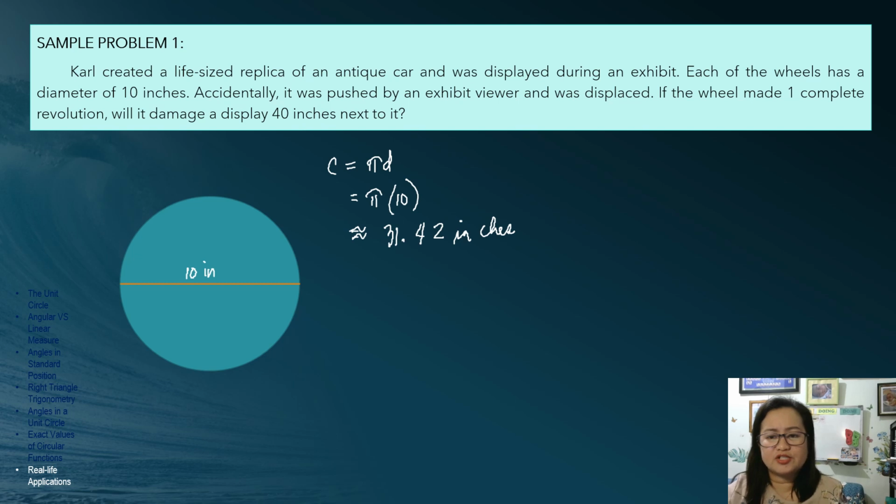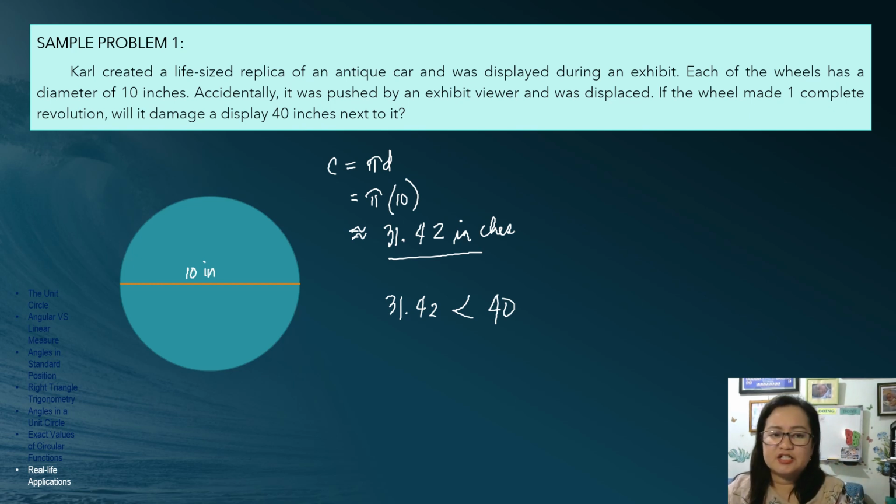Now, answer the question. If the wheel made one complete revolution, will it damage the display 40 inches next to it? Okay, 31.42 is less than 40 inches. Therefore, it did not damage the next display. That is 40 inches next to it.